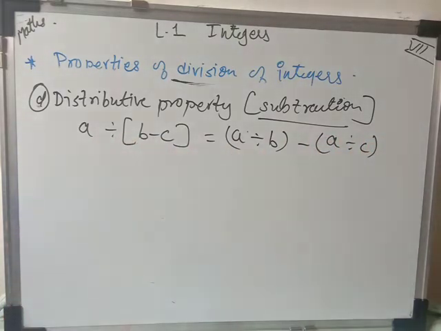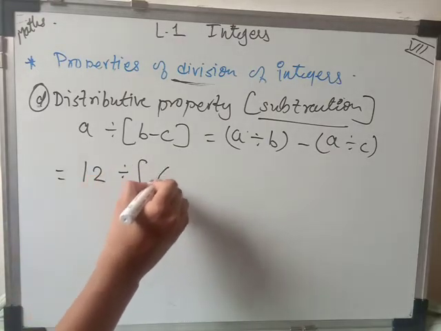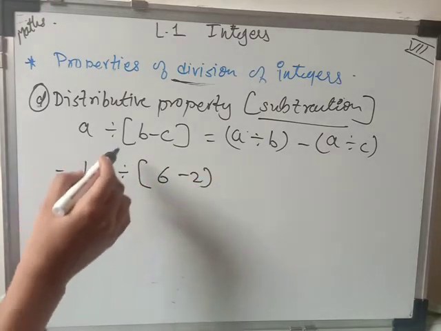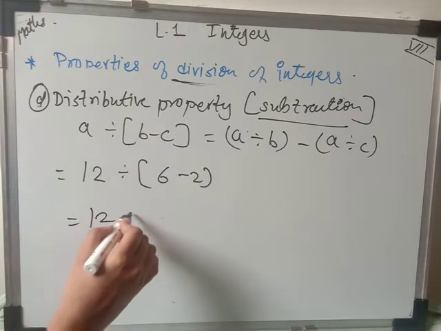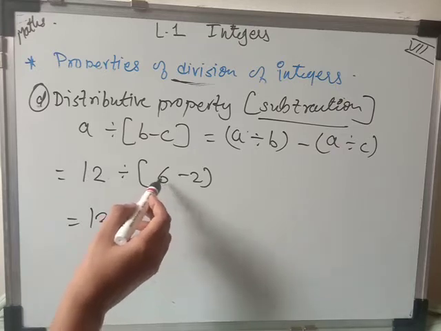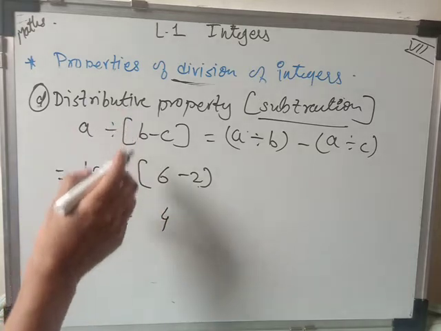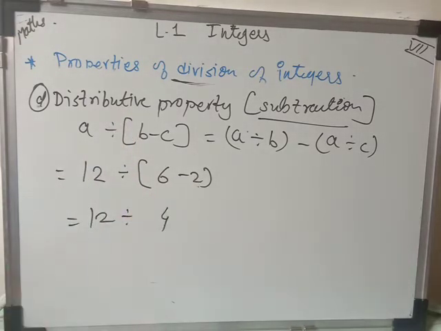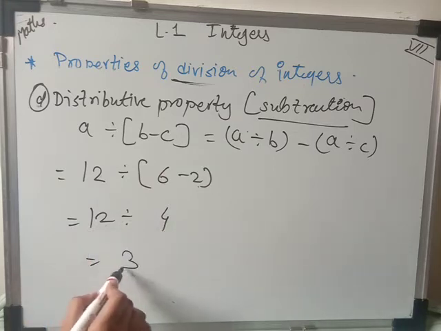In this equation, let's put the values of the integers. In place of a I'll take 12 divided by (6 minus 2). I'm going to solve the left hand side first, and then we will move to the next one. Whatever numbers are in the bracket, solve them first. Here a positive and a negative integer are there, so we have to do the subtraction. 6 minus 2 is 4, and we keep the sign as it is because 6, the positive number, is greater. So 4 threes are 12, and we got the quotient 3.